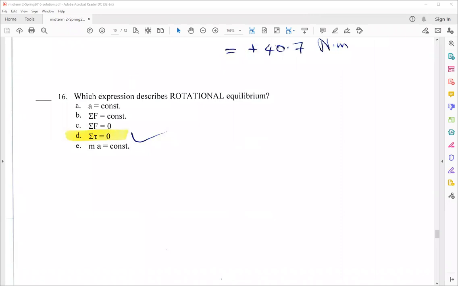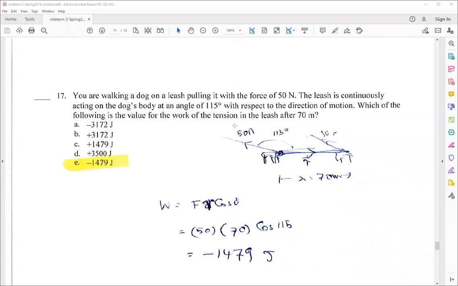Question 16, which expression describes rotational equilibrium? We've seen this again. Rotational equilibrium means net torque equal to 0. Now, question 17.